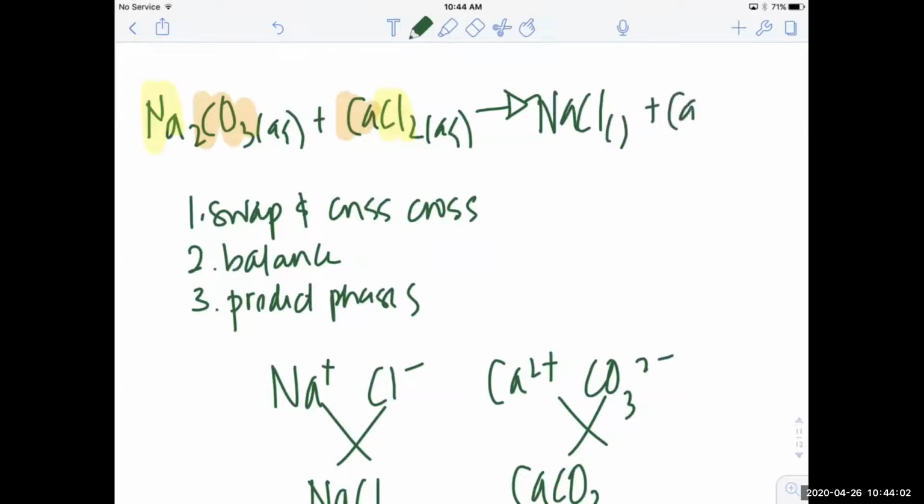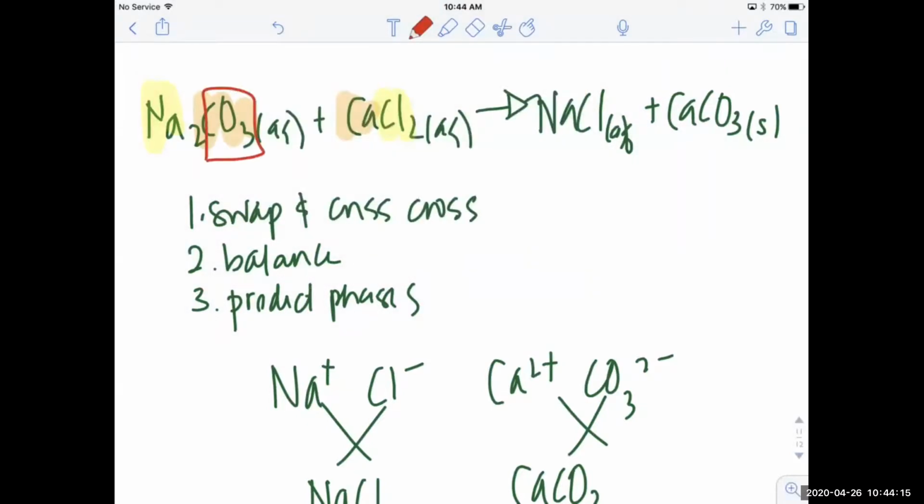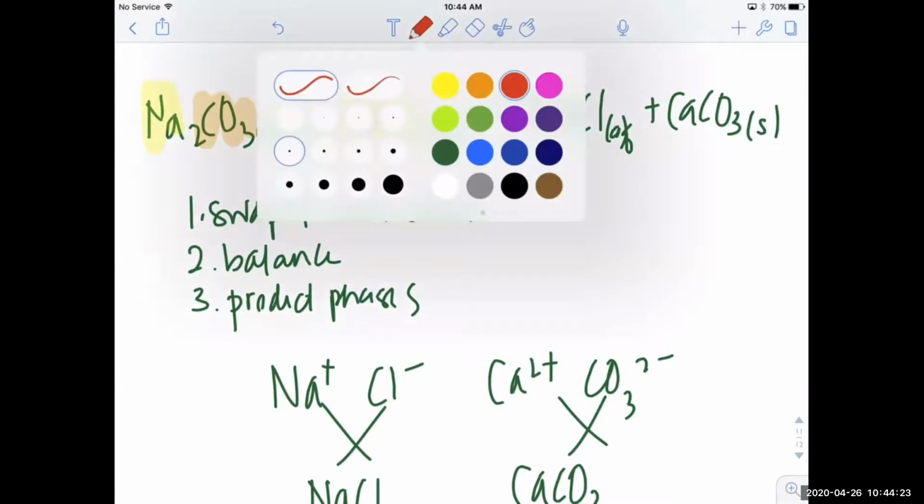So this is just going to go to NaCl plus CaCO3. I know that Na is soluble with everything, so that should be an aq. And this should be the solid. I just need to balance this. I see that there's 1 CO3 on the left, 1 CO3 on the right. I see there's 1 Ca, 1 Ca. However, I see 2 chlorines and 2 sodiums, so I'll just put a 2 here.